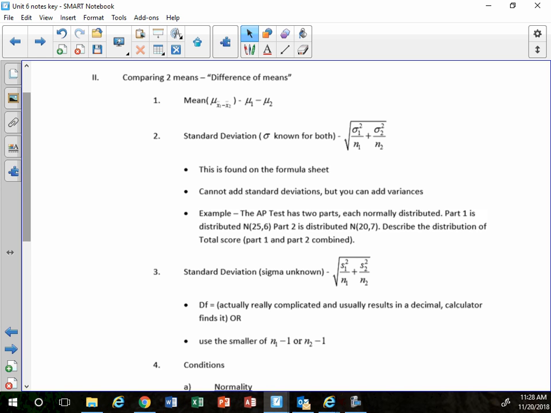I see some people still digging for their packets. I didn't see it. Do you need extra ones? I think I have one more.